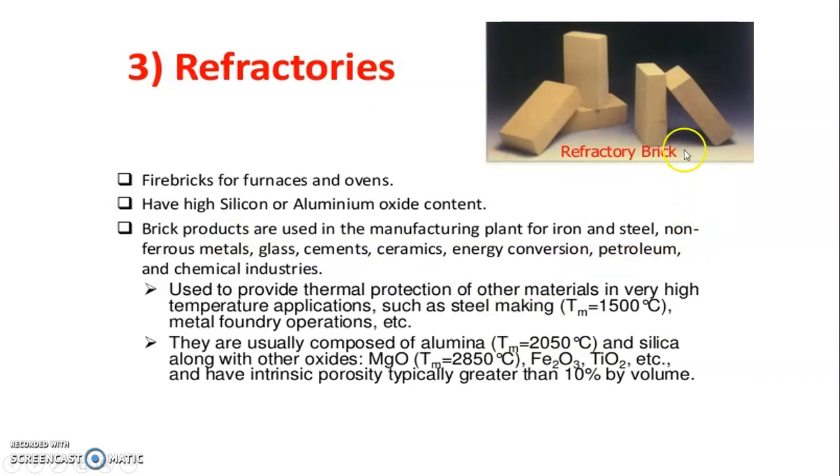Then refractories. Here you can see the refractory bricks, fire brick for furnaces and ovens, which have high silicon and aluminum oxide content. Brick products are used in the manufacturing plants for iron and steel, non-ferrous materials, glass, cement, ceramic, energy conversion, and petroleum. These things are all examples.